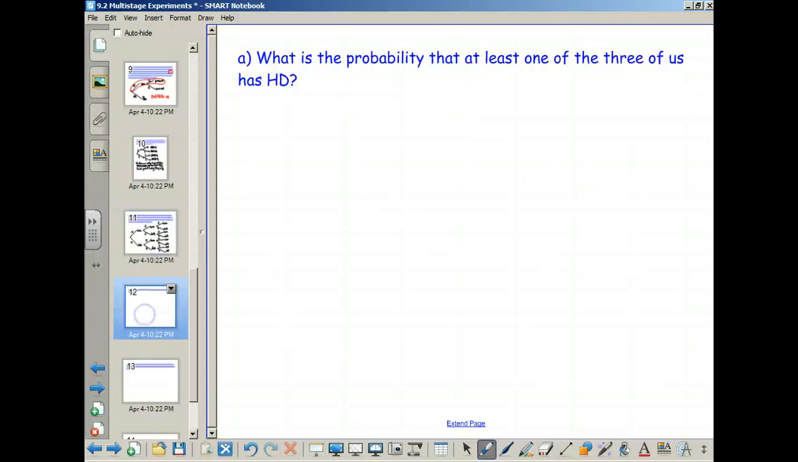And I thought, oh my word. Take a look at question A. This is what I was thinking about. What is the probability that at least one of us has this disease? Not all of us escaped.